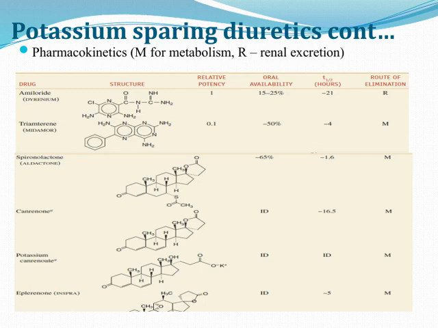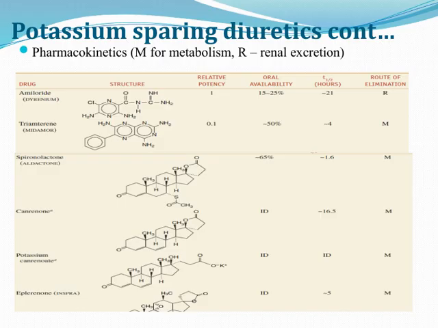Now, let's continue with potassium-sparing diuretics, focusing on their pharmacokinetics. When we talk about pharmacokinetics, we're looking at how these drugs are processed in the body. M stands for metabolism, which refers to how the body breaks down these medications, while R indicates renal excretion, meaning how they are eliminated through the kidneys.